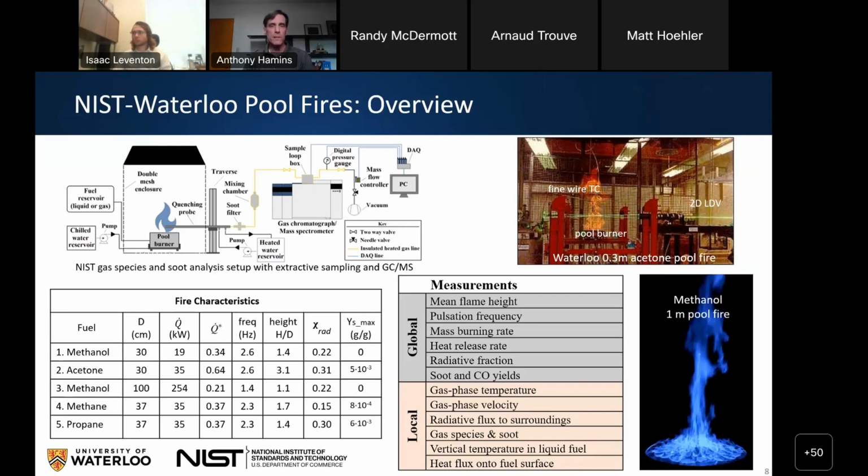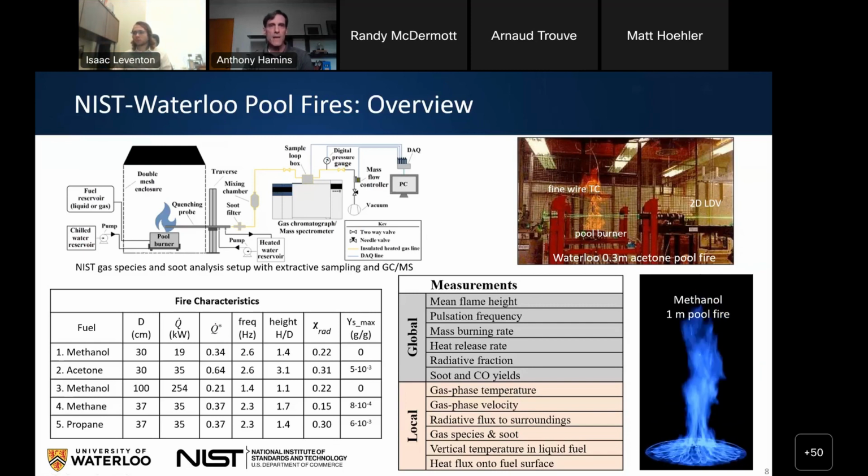The global measurements include mean flame height, dominant pulsation frequencies, mass burning rate using a load cell, heat release rate from oxygen consumption calorimetry, radiative fraction from heat flux gauges, and the yields of soot and CO in the plume using non-dispersive infrared and in situ laser transmission measurements.